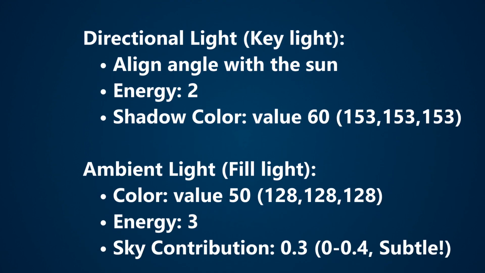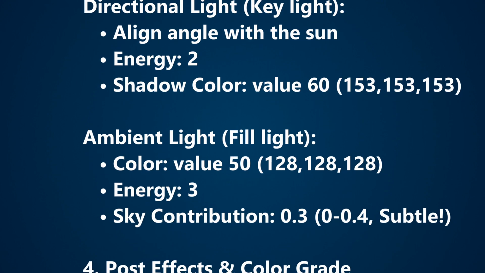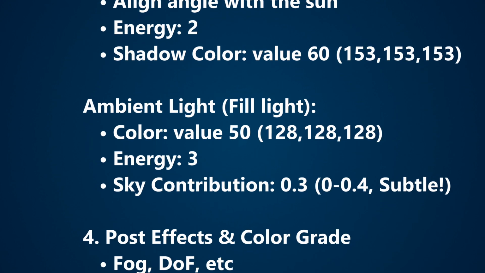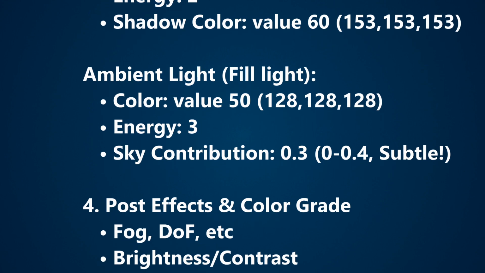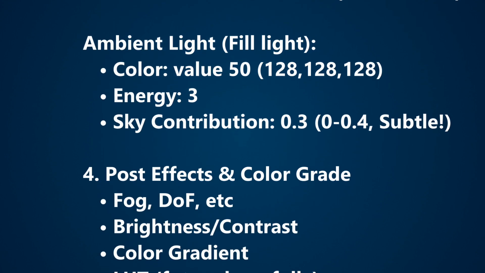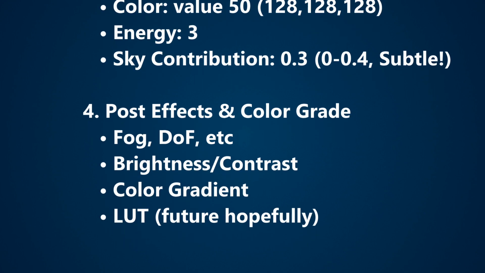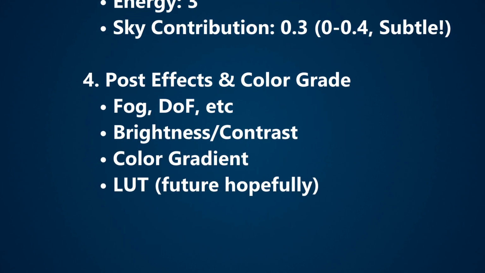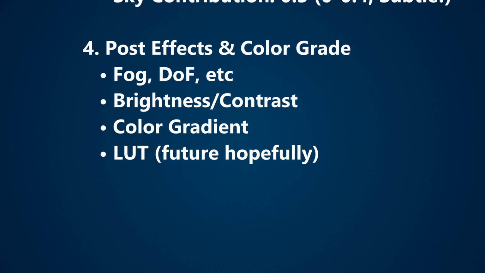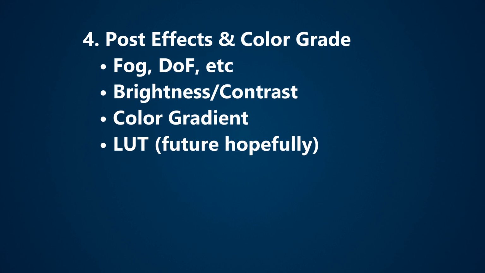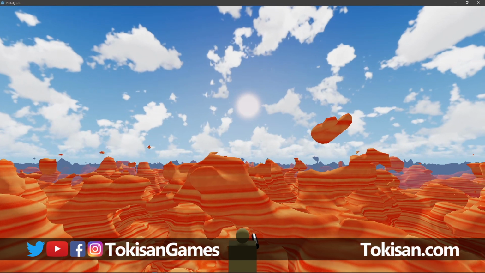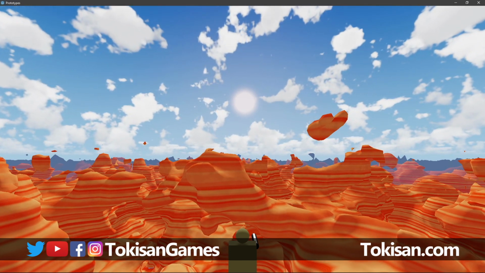Your directional light, your ambient light, the shadow color of the directional light, and then also review the ambient light sky contribution. Once you've properly lit your scene, then and only then will you come in and do the post-production effects, your depth of field, your brightness contrast, your color gradient, and hopefully in the future, Godot will support color lookup tables. Now that you have a decent lighting setup, I can finally start on shader tutorials, so those will be coming next.